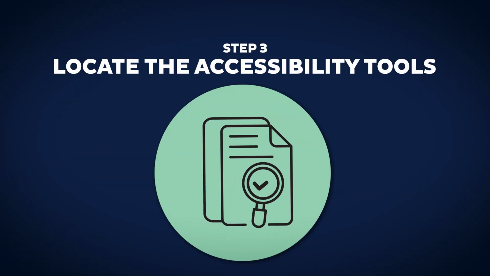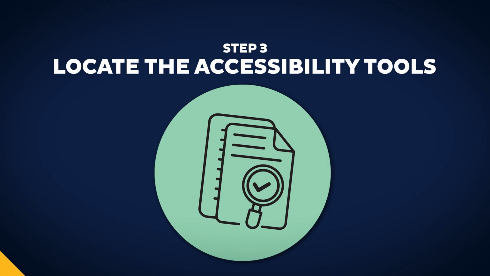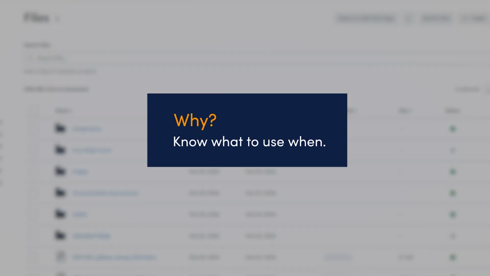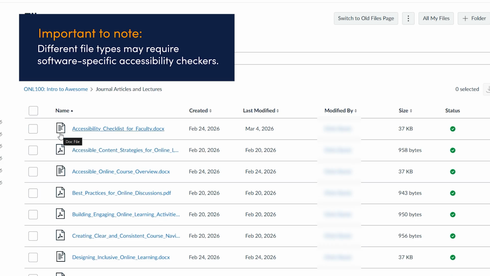After cleaning up and organizing your content, it's time to locate Canvas accessibility tools. We'll briefly introduce these tools so you know where to find them and when to use them, but we won't dive deeply into how they work. We'll also only be focusing on Canvas-based accessibility tools, so if your course includes uploaded files like PDFs, Word documents, or PowerPoint slides, those may require software-specific accessibility checkers.